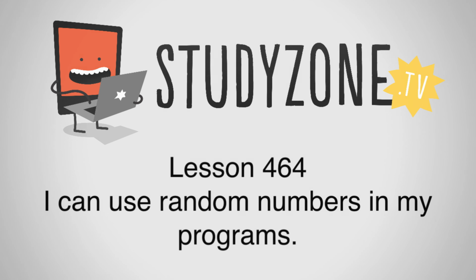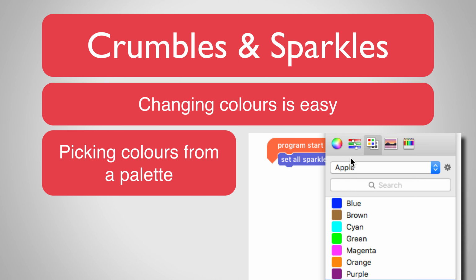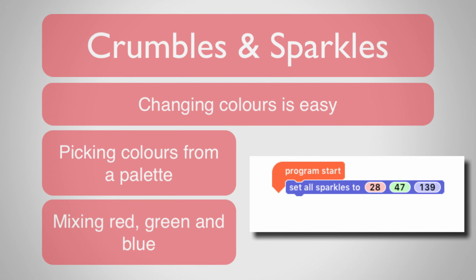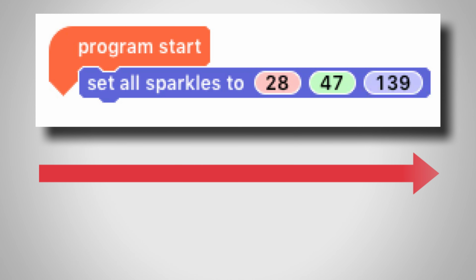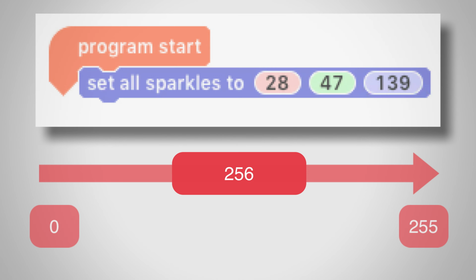We've already seen how easy it is to change the colour of a sparkle connected to a crumble. We've seen how we can select colours either by choosing them from a palette or by mixing different amounts of red, green and blue. In the last lesson, you should have found out that the maximum value we can enter here is 255. Including 0 as our smallest value, this means we have 256 different values we can enter for each colour.